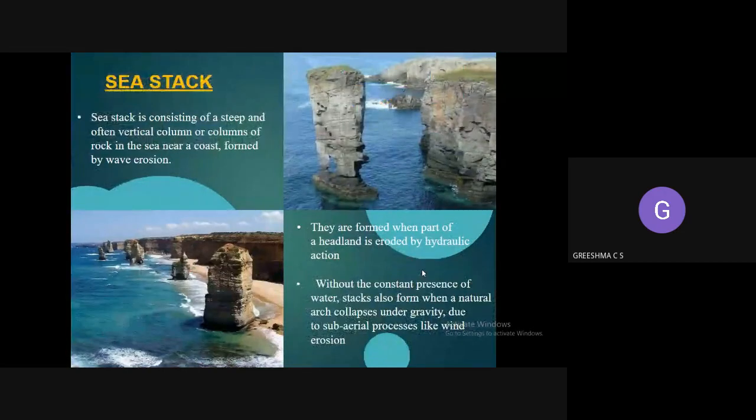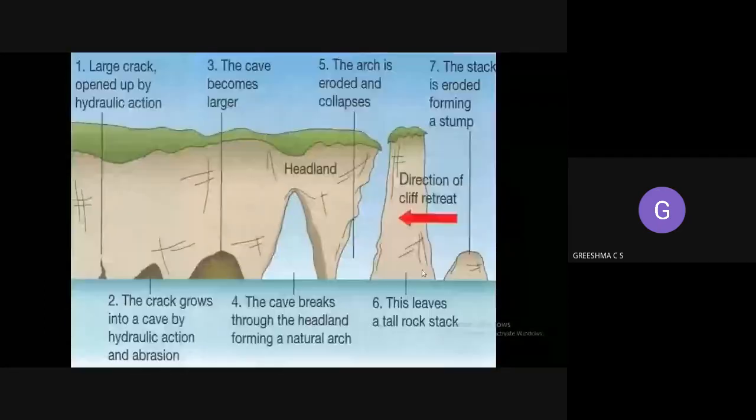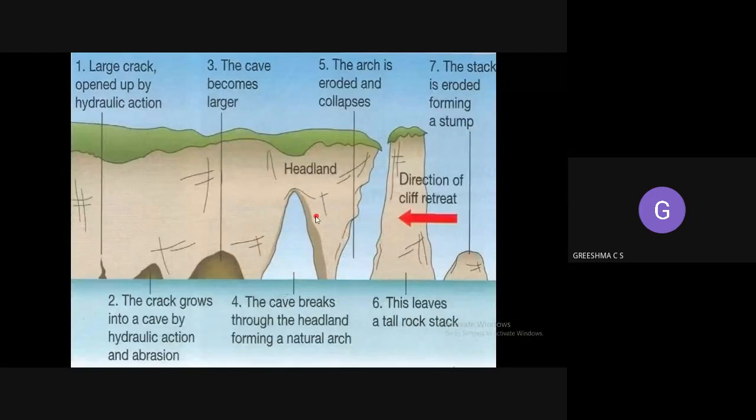So another formation is the sea stack. Okay, sea stack, what is happening? See this picture first. So we are here, right? The sea arch is formed. So the erosion is not stopping here. Again the waves are striking and striking, and again abrasion and corrosion are occurring. Due to the hydraulic action, the erosion is occurring.